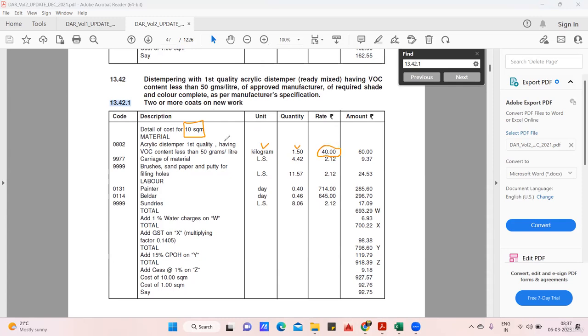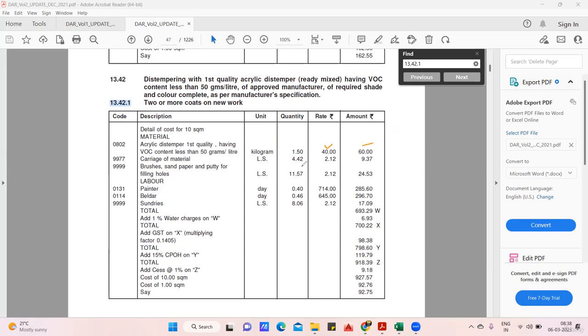You'd never get a distemper for 40 rupees a kg, and the quality won't be good. So you go to the market and ask what is the cost of acrylic distemper for 1 liter. See, actually, it's written kilogram, but this is available in liter. So liter and kilogram are both one and the same. Usually, if you go to the market, you get a bucket, and on the bucket it will be written that it is a 20 liter distemper. You're getting my point. So go to the market, check the rate of this acrylic distemper, and based on that, you can put your rate here in kg. But for the time being, I'll go with the same rate. So 1.50 into 40 comes out to be 60.